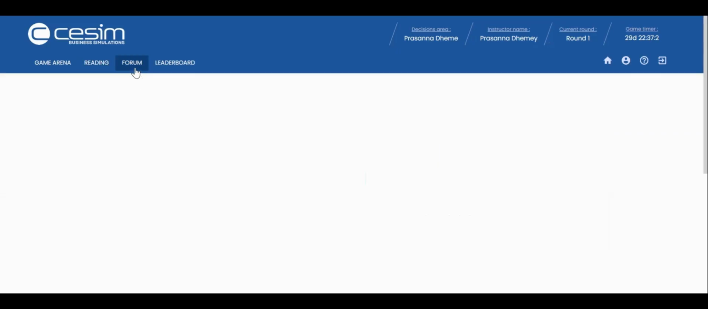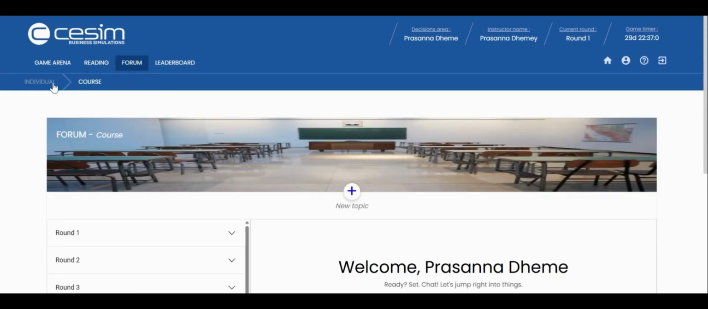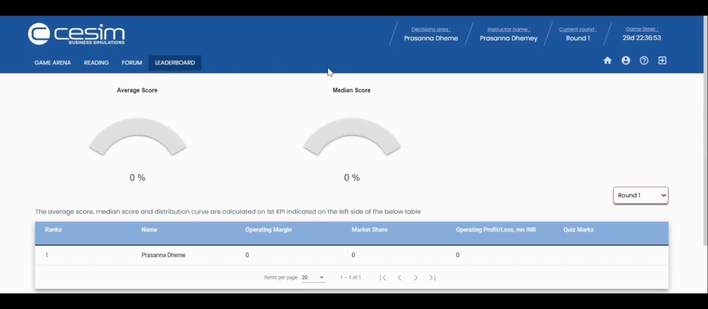Following that, we engage with the forum, where we can interact with the professor either individually or with the entire course. Lastly, there is the Leaderboard tab, where we can track our position at the end of each round and compare our performance with fellow participants.